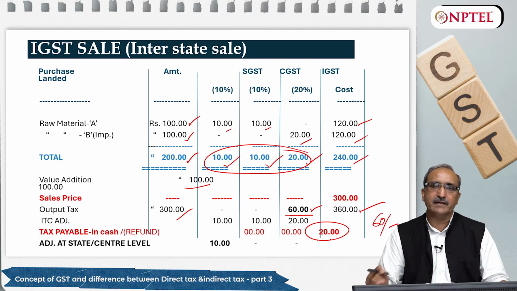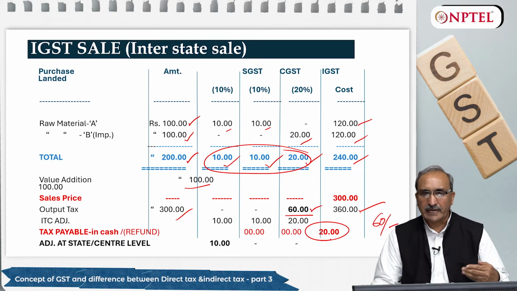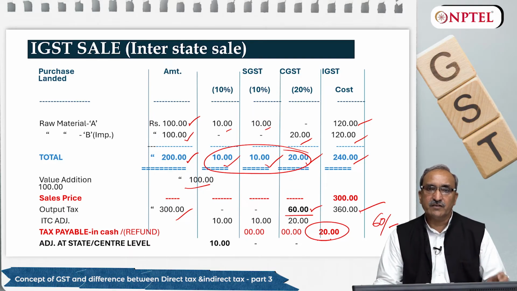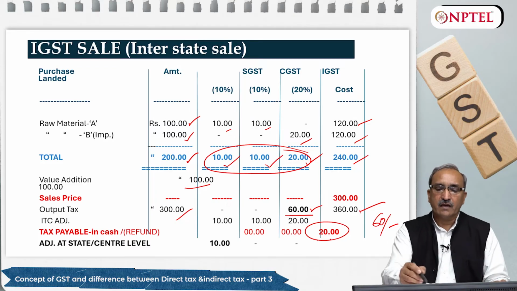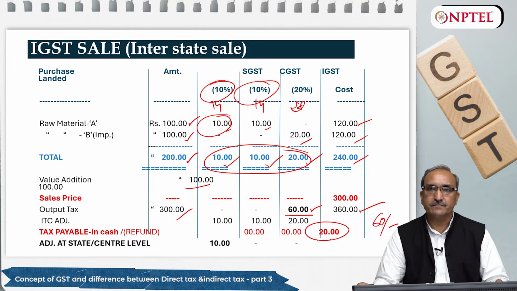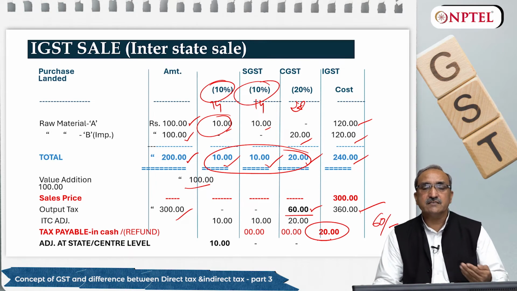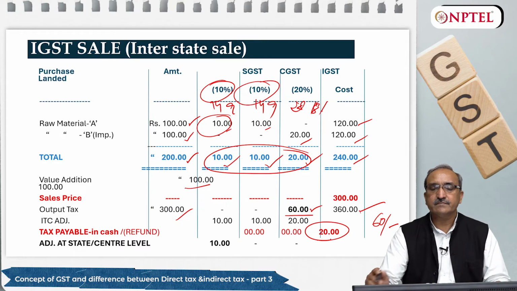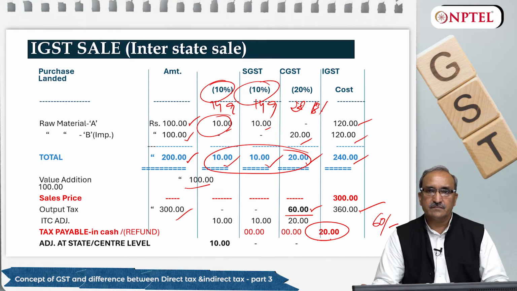This is a simple calculation I did for you. But in practice, we will apply actual rates of taxes. For example, in the case of cars, 28% GST is there. So if it is a sale of a car within the state, the rate will be 14% here, and here 28%. Similarly, different products have different rates of taxes. If we purchase cement, the tax is 18%. So 9% CGST, 9% SGST, 18% IGST. So different products have different rates of taxes.